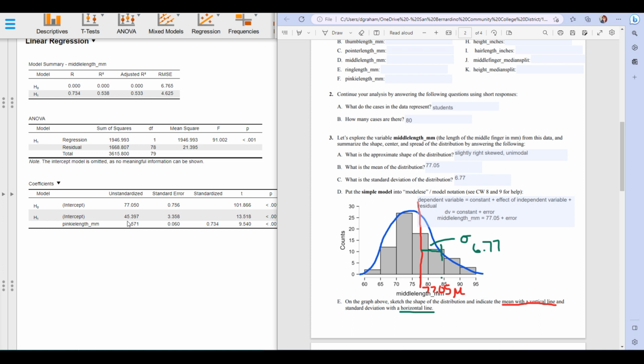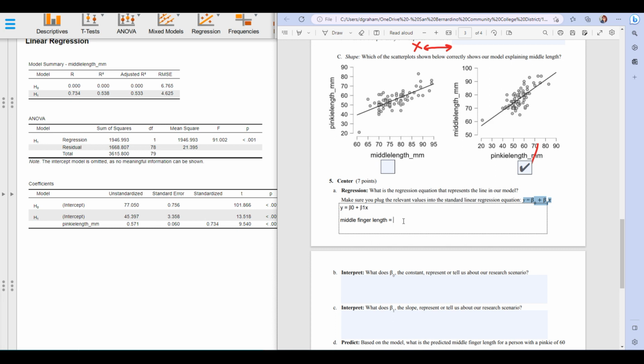And we can see the effect of, right below it, the 0.571, our independent variable that we included, which was pinky length. So the value that's next to intercept is going to represent our constant. The value that's next to your independent variable represents the effect of that independent variable in our regression equation. Okay, so we need these two numbers right here.